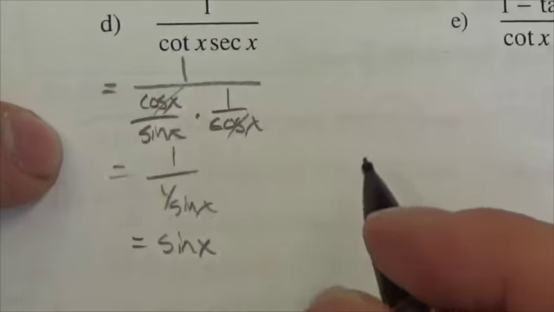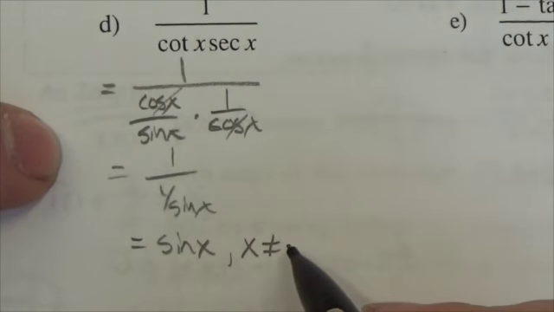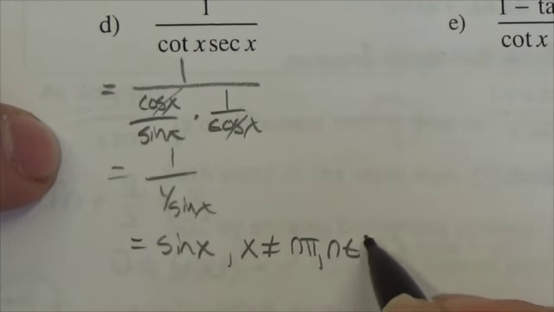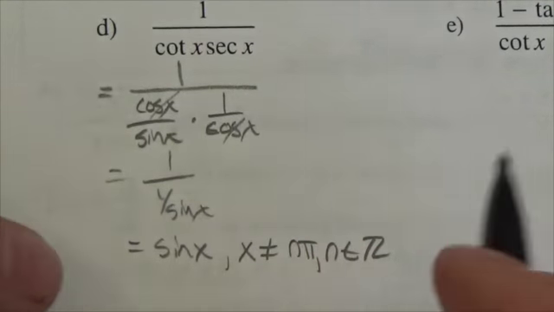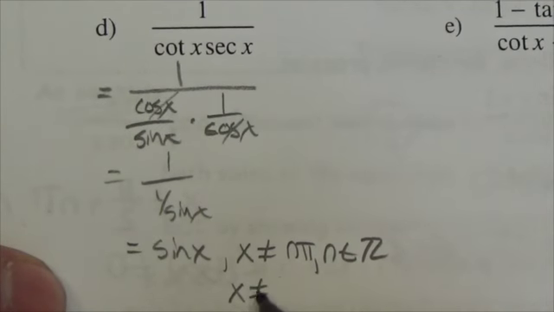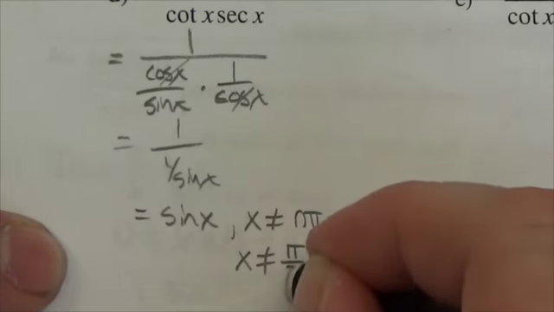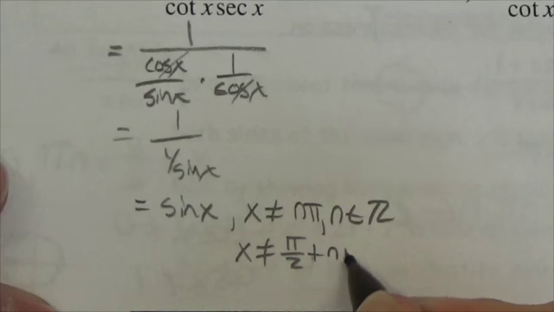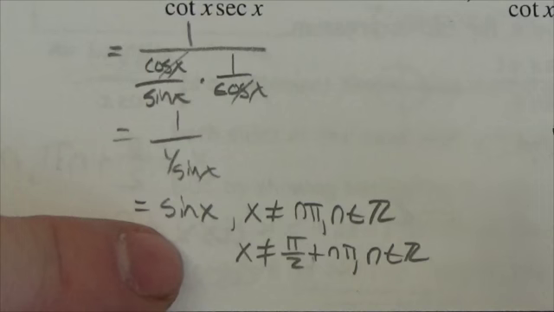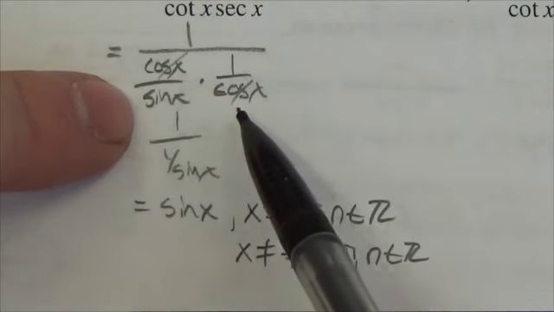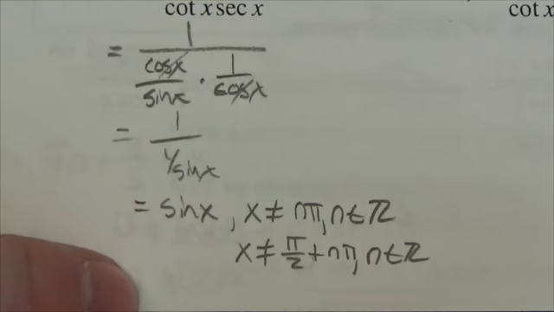Now, the restriction on cotangent: x cannot equal n pi, where n is an element of the integers. That's coming from the cotangent. Secant is going to have the restriction that x cannot equal pi over 2 plus n pi, where n is an element of the integers. Now I'm just going to double check that we've got them all. We can't let sine go to 0, can't let cosine go to 0, and so there they are. Those are the full restrictions right there.